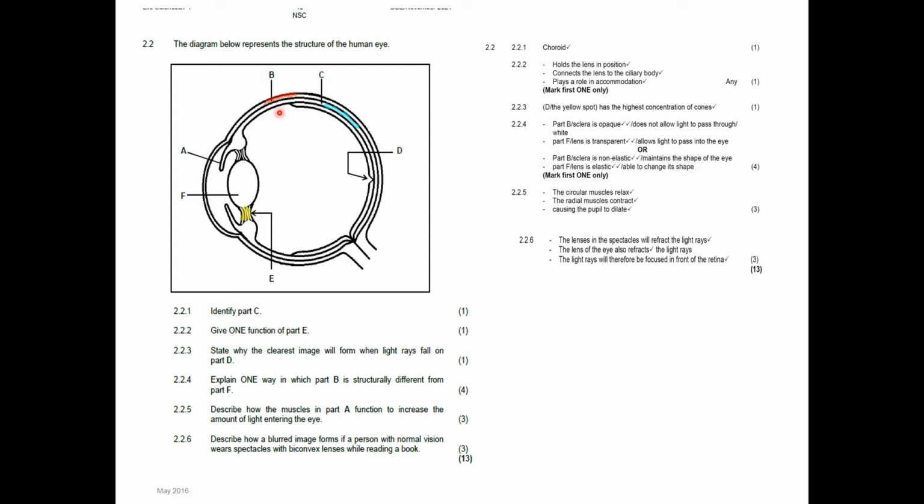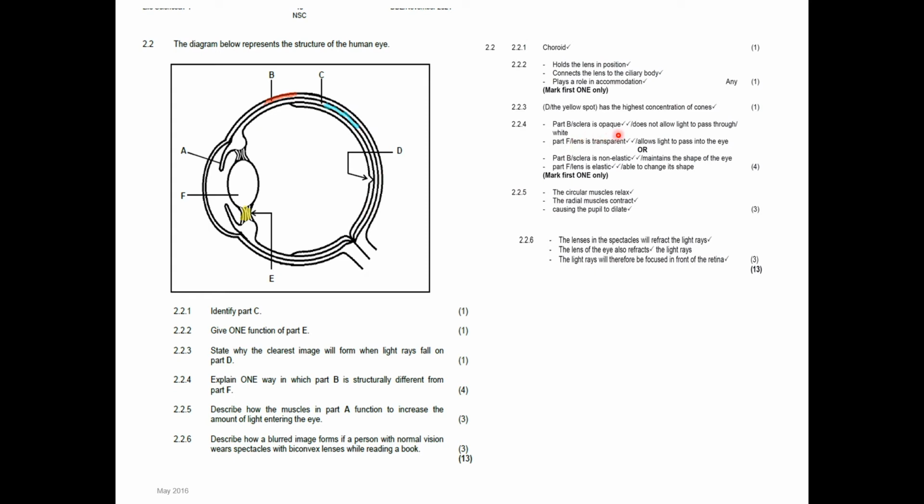Now, part B I've colored in is in red. It's the outer layer. That's the sclera. And part F is the lens. Now, we already know the lens is transparent. Why? To let light pass through. And B is the sclera. That's the white part of your eye. And the reason why it's white is because it's opaque. It doesn't allow light to pass through in all the parts of the eye.